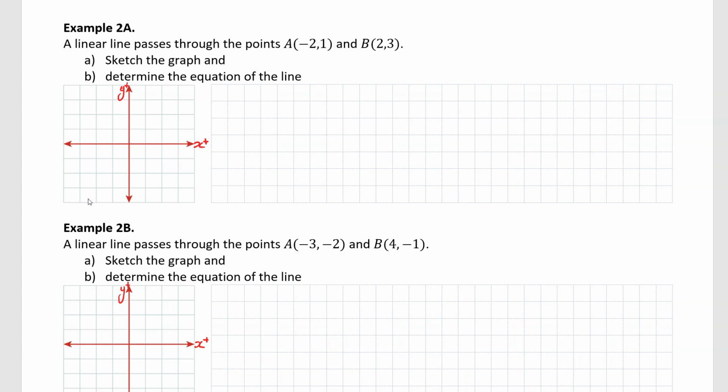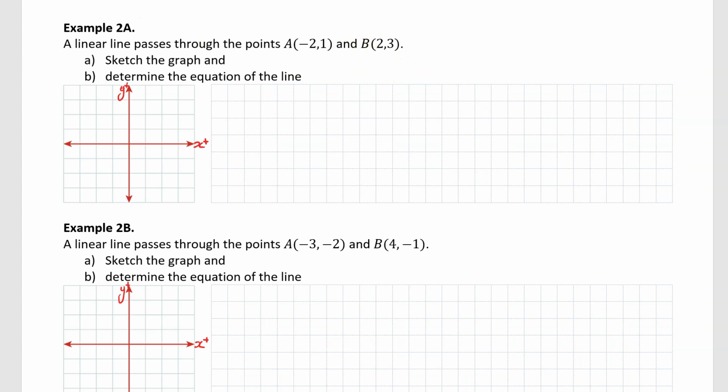Now, to do this, we're going to follow the same or similar method to what we did in examples 1A and 1B, in that we're firstly going to plot the 2 points and then graph the line itself. And then after that, we're going to calculate the gradient like we did above with a slightly different twist. And then we have to calculate the value of c because we're not given it in this example.